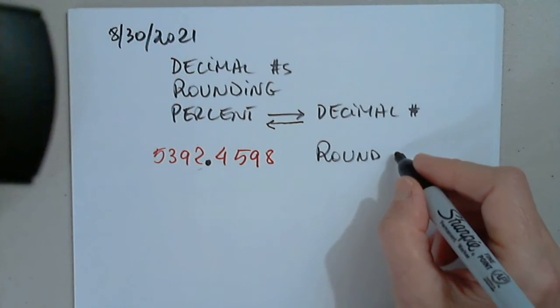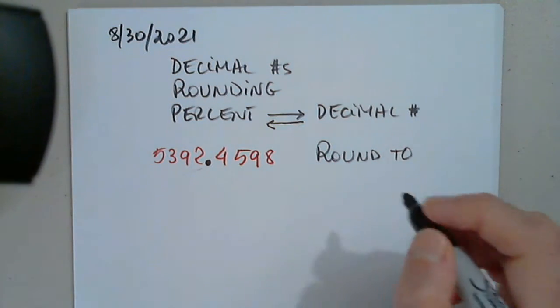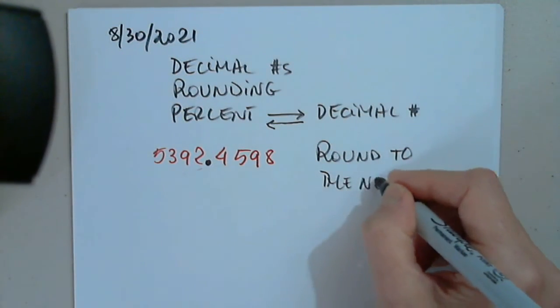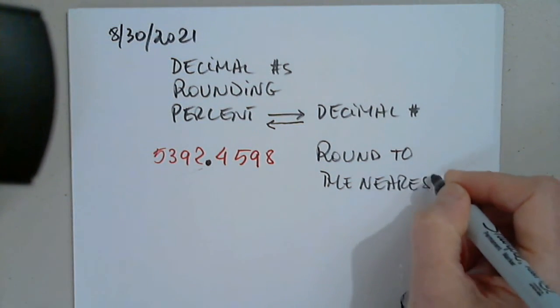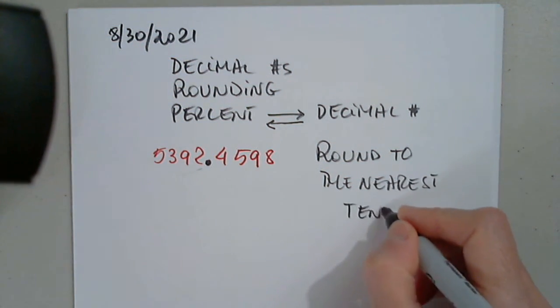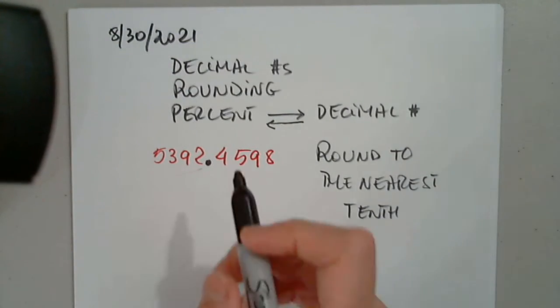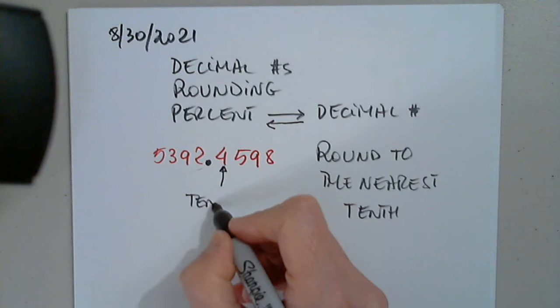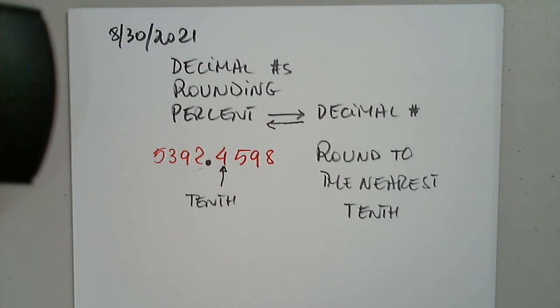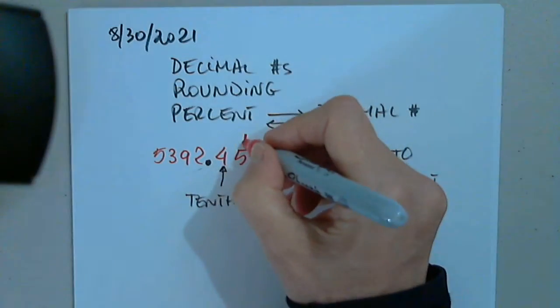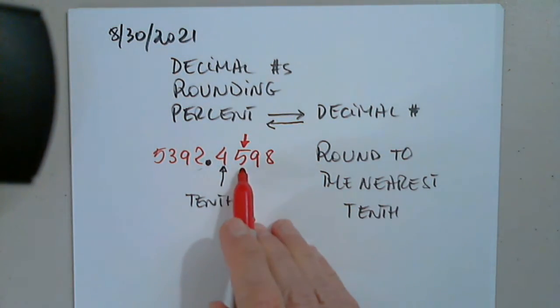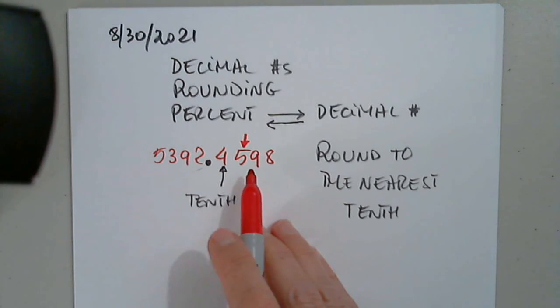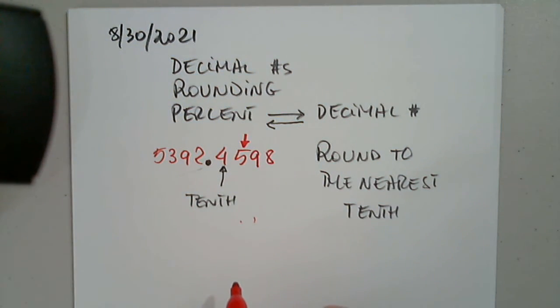So round this number to the nearest tenth. Well, this is the digit called the tenth, right? And when we are asked to round to the nearest tenth, for example, we always look at the digit after. Let me know if you can see. Is this clear? Am I okay? Yeah, you're yes.